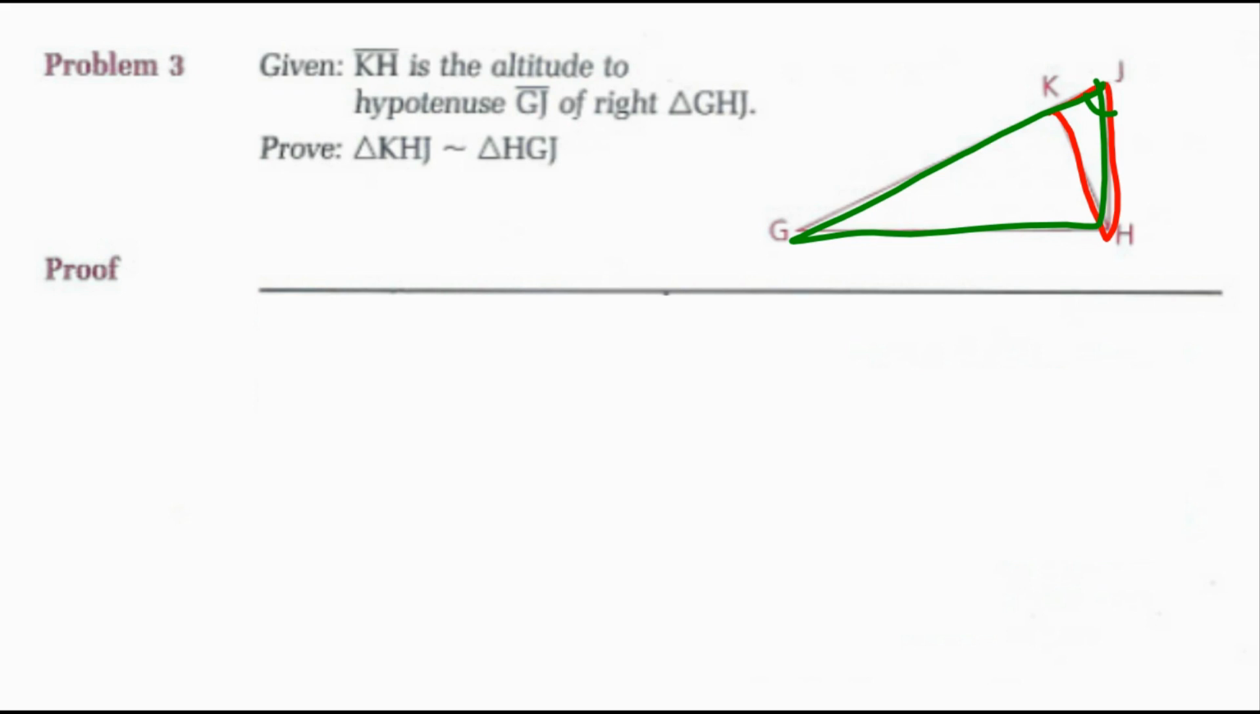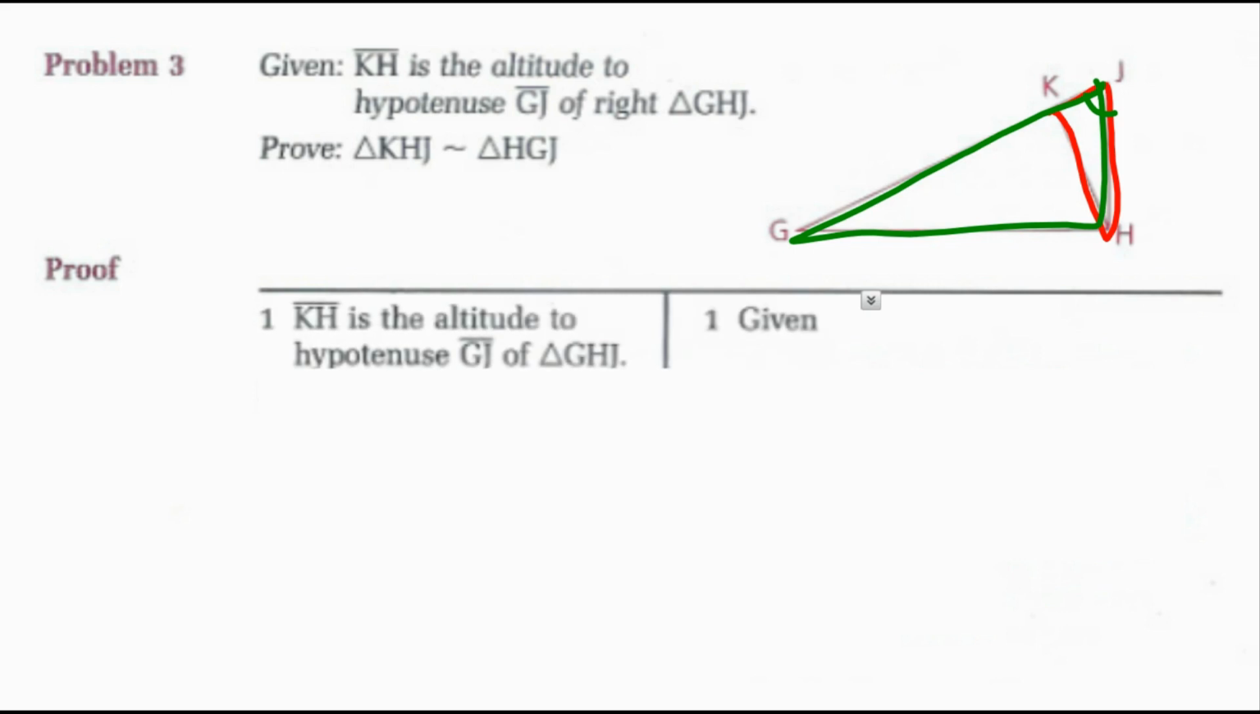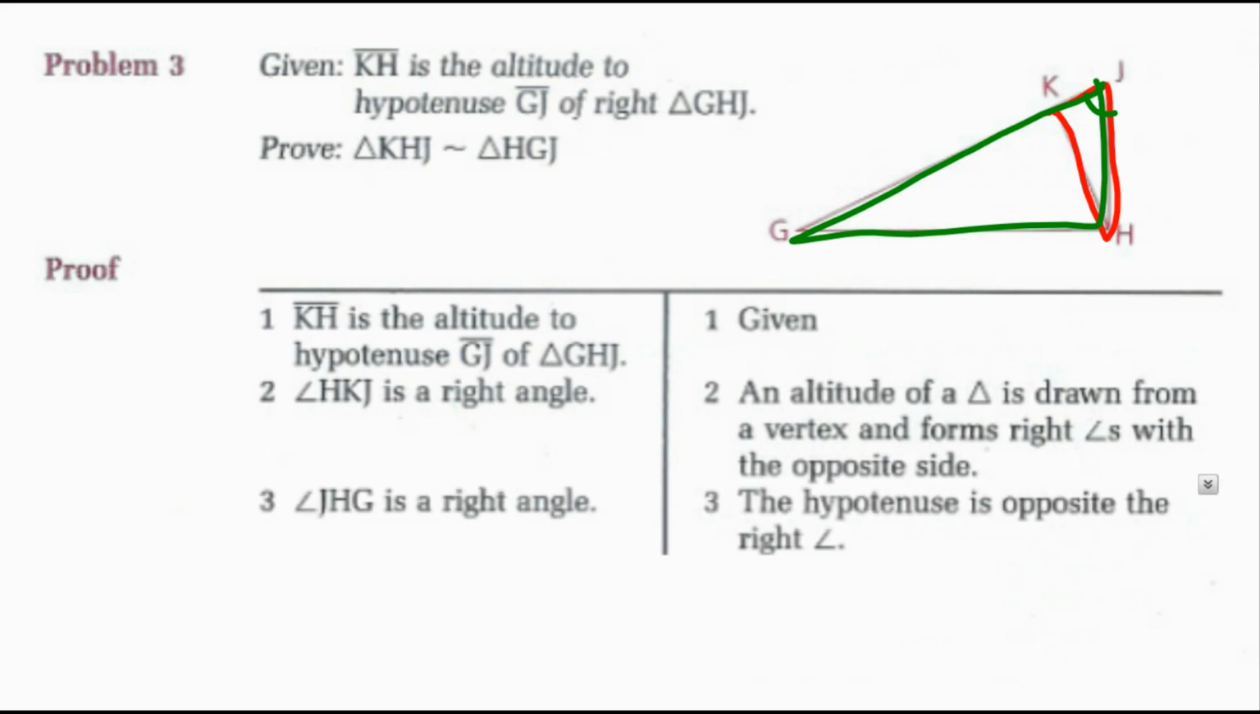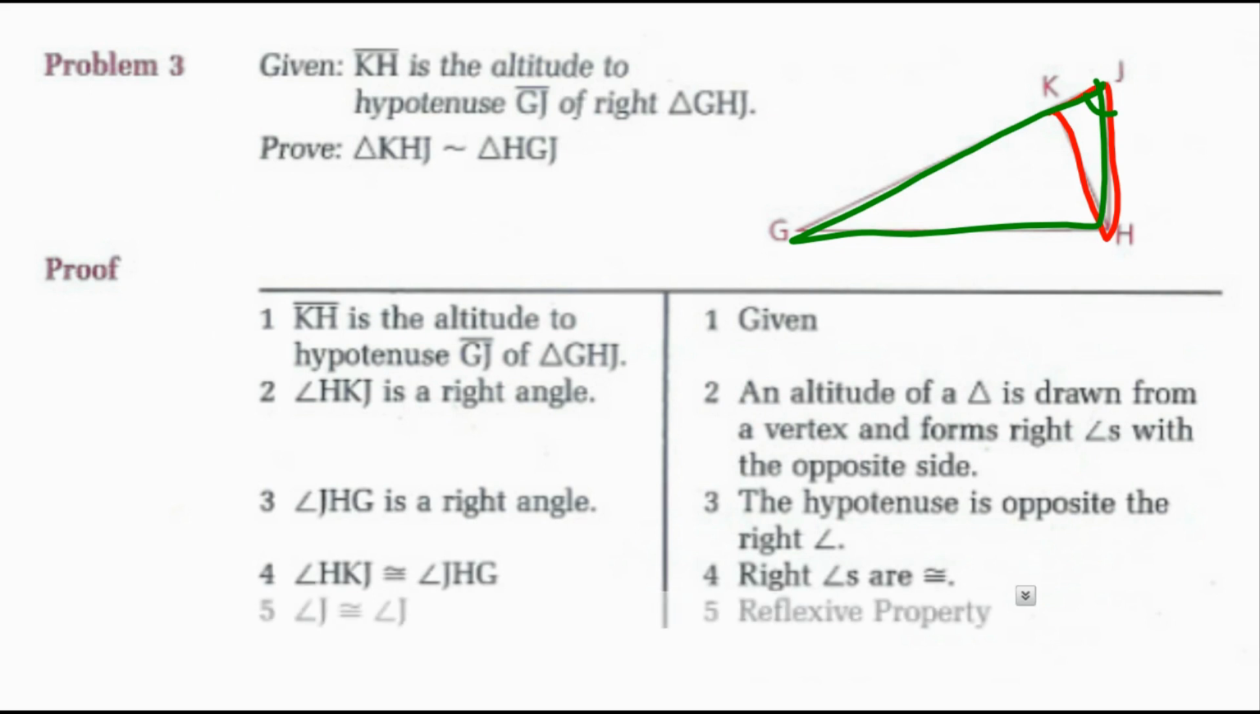Now looking at this in my statements and reasons, first I'd have that KH is the altitude. Then we stated that HKJ is a right angle because altitudes form right angles. Now we need to show that GHJ is a right angle because it's part of a right triangle. Then I have that all right angles are congruent, so these two angles are congruent. Then we stated that angle J was congruent to angle J by reflexive, and now my triangles are similar by AA similarity with steps 4 and 5.